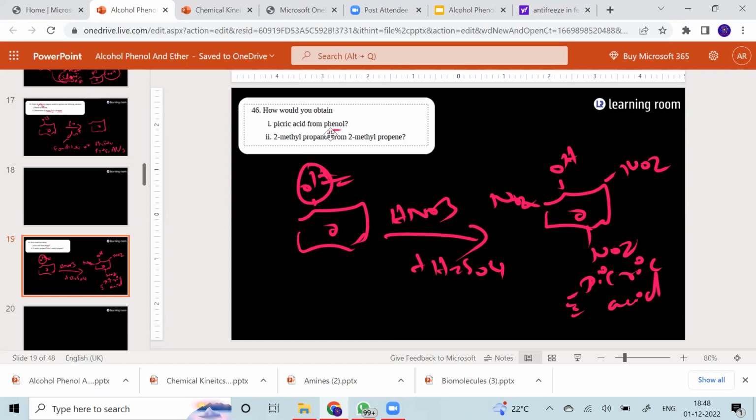Fine. Next, 2-methylpropanol to 2-methylpropene. Now I know this is dehydration again. Right? This is going to be dehydration again. Again, concentrated H2SO4 can be used, right? Okay. Next.